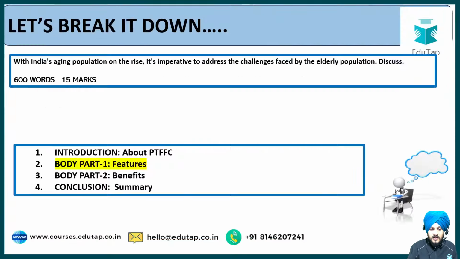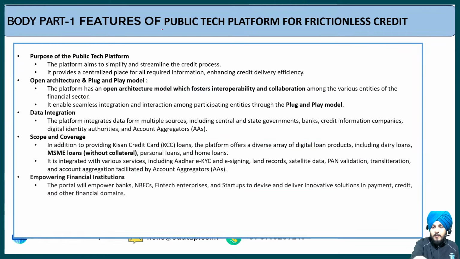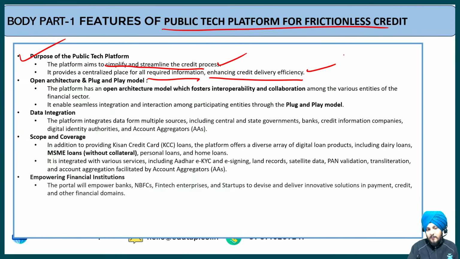The next part is regarding the features of the public tech platform for frictionless credit. Most of the features I have already told you. So this is the purpose of the public tech platform, which aims to simplify and streamline the credit process, and it provides a centralized place for all required information, enhancing credit delivery efficiency.